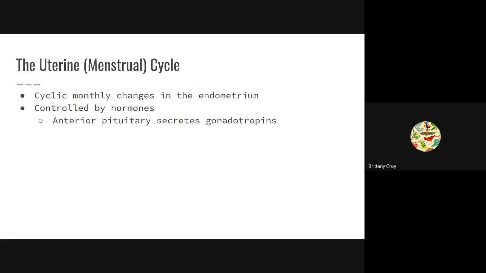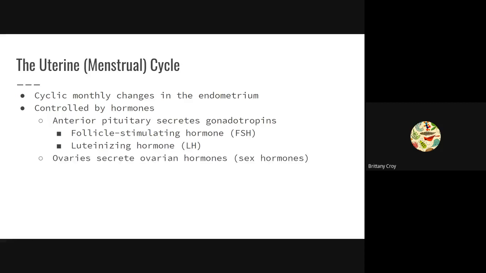Now we're going to compare this with the uterine cycle or the menstrual cycle. This is all the changes of the uterus or the endometrium, the layer that sheds. This is also controlled by hormones, but there's a few more here. It's a little bit more complex. So your pituitary, the little part in your brain, secretes pituitary hormones, follicle stimulating hormone, abbreviated FSH, and luteinizing hormone, abbreviated LH. And then the ovaries themselves have to be able to secrete sex hormones.